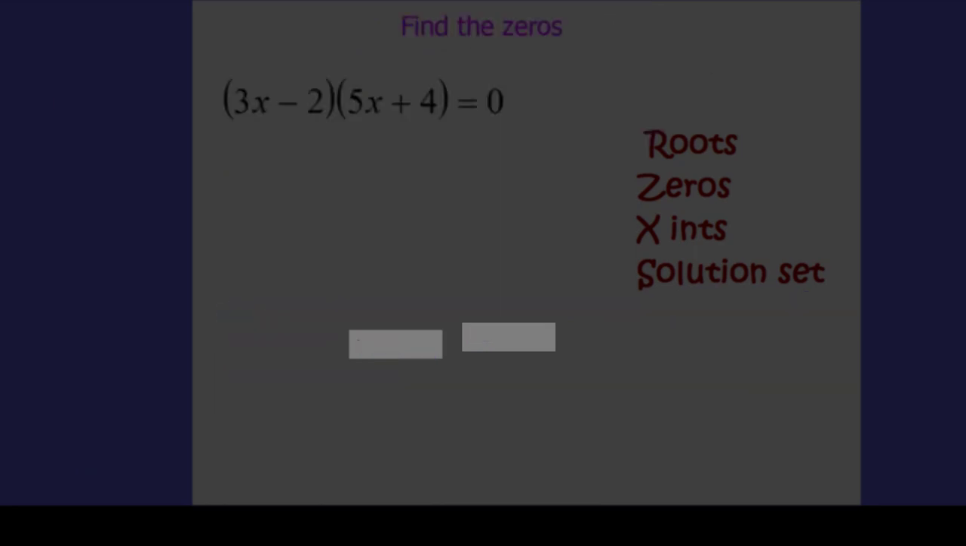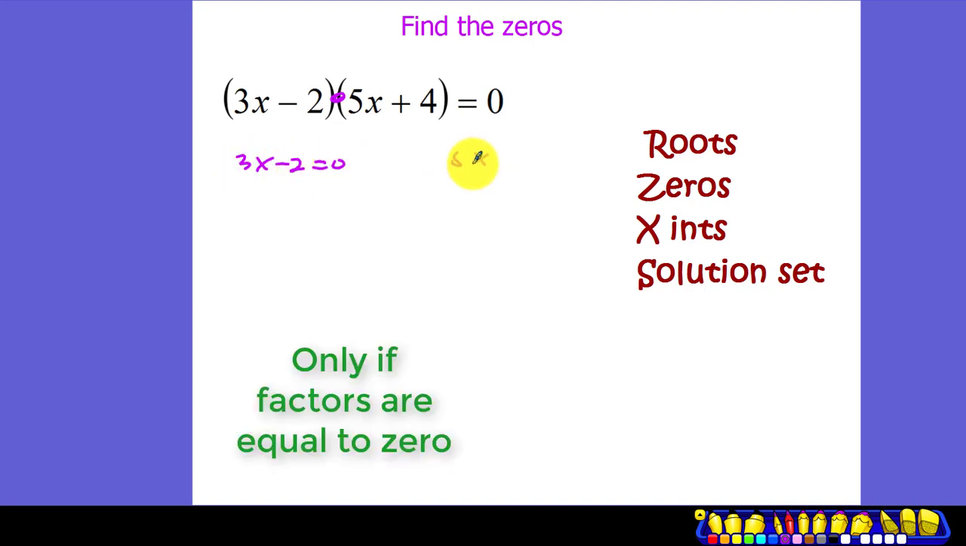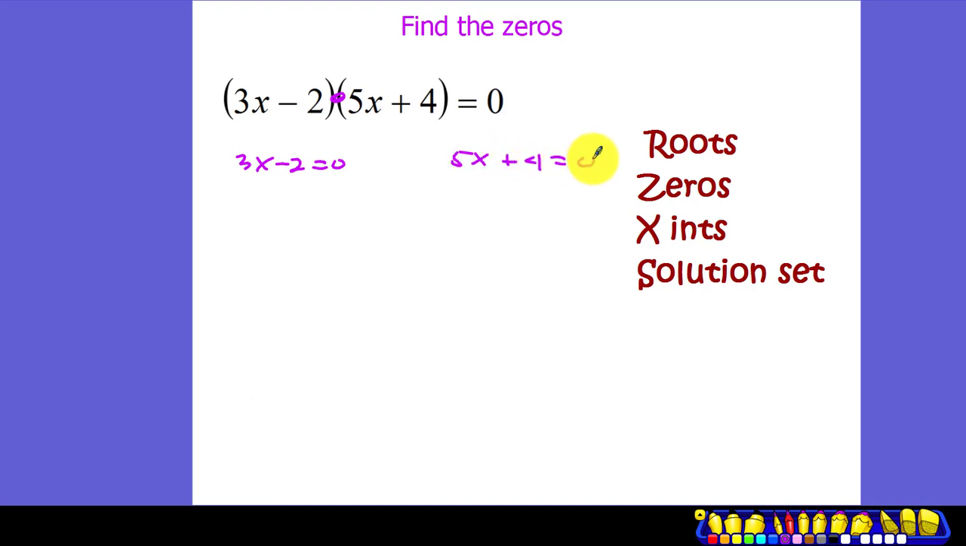So if you have a problem like this, and I have a product, then you know that this will be 0 if this is 0, or if 5x plus 4 is 0. This will be the only possibilities. So it's easier, right? Because we just need to solve for x. So what do you think is my x here? So how do I isolate my x? You add 2 first. Okay, we'll get 3x equals 2.